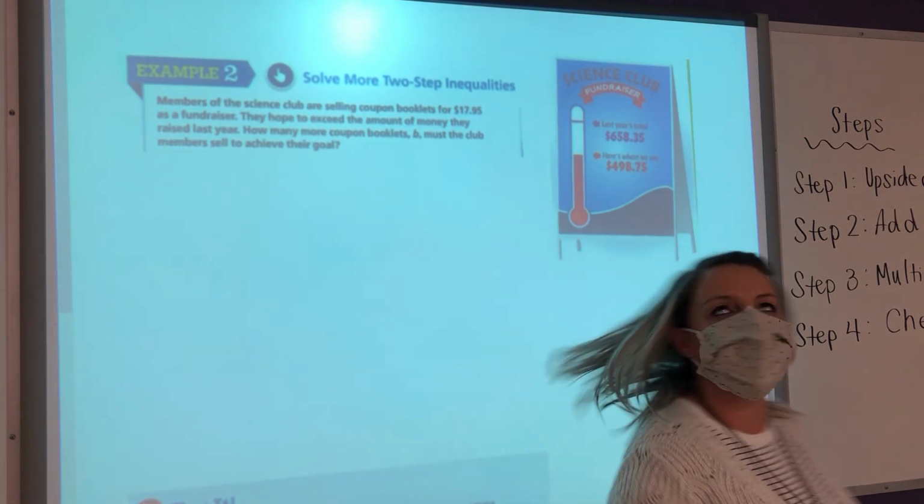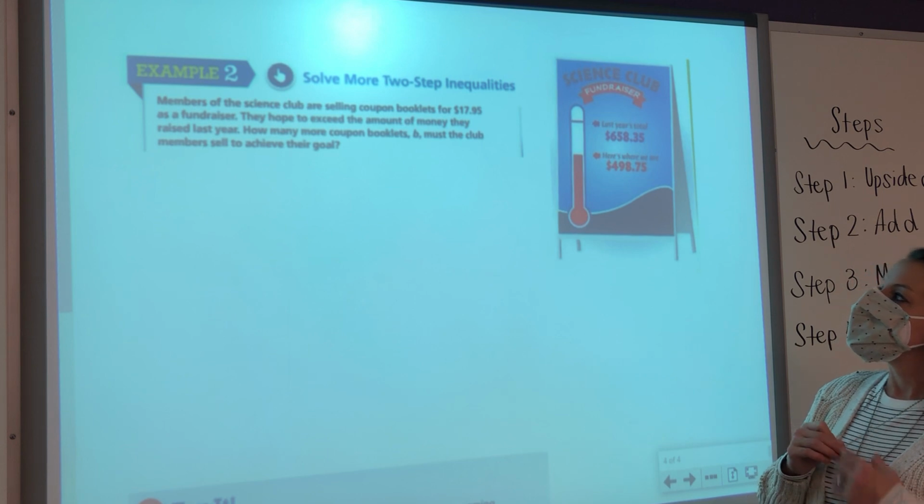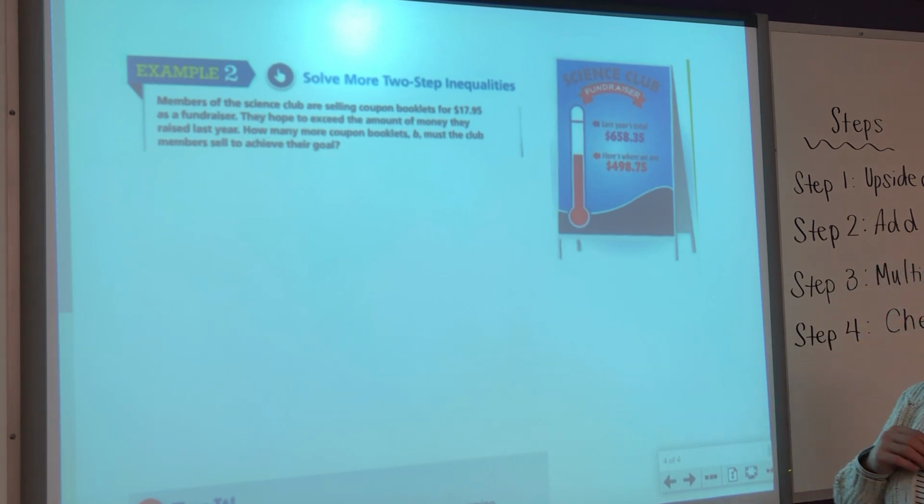All right, members of the Science Club are selling coupon booklets for $17.95 as a fundraiser. They hope to exceed the amount of money that they raised last year. How many more coupon booklets must the club members sell to achieve their goal?